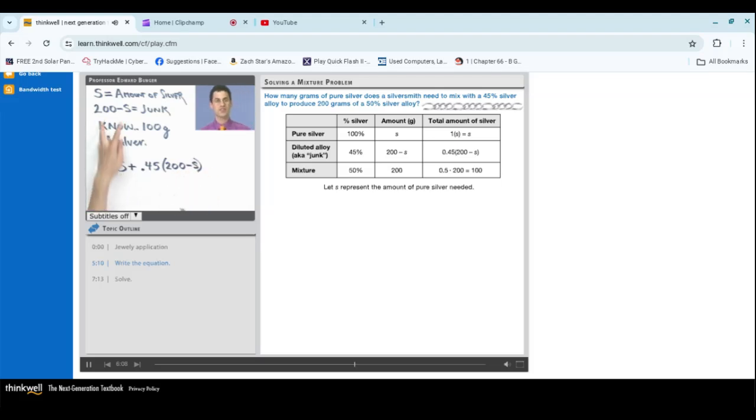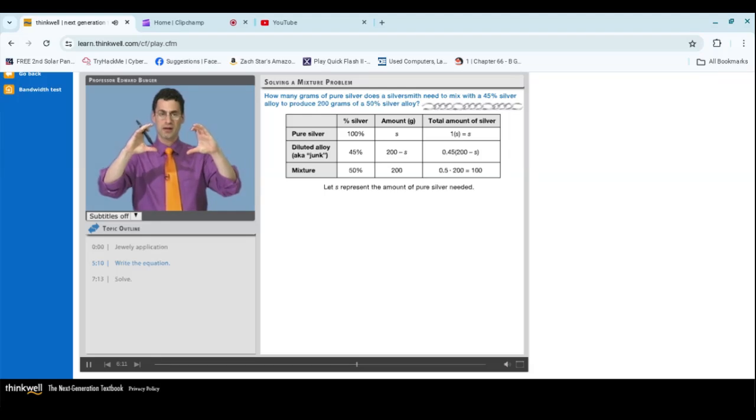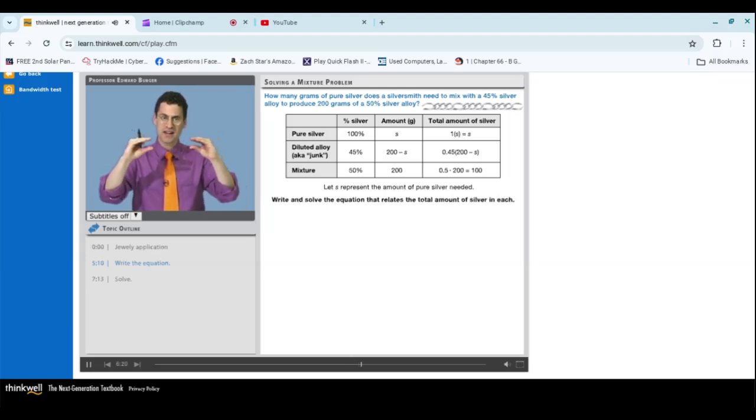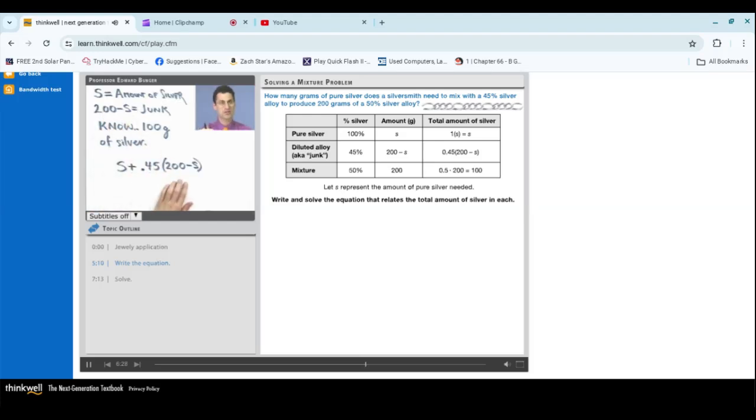Let me recap what I just did here. I know I have 200 total. But out of that 200, only 50%, or 100, of it is pure silver. And now I want to see how that pure silver got there. Well, it got there because I added in S grams of pure silver. And then out of all this junk, it contributed 45%. So this is pure silver from pure silver, this is the pure silver from the junk, and that total equals 100.